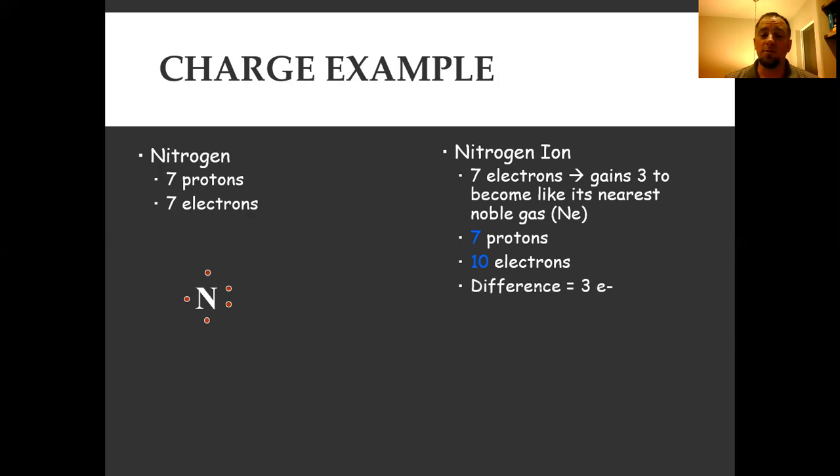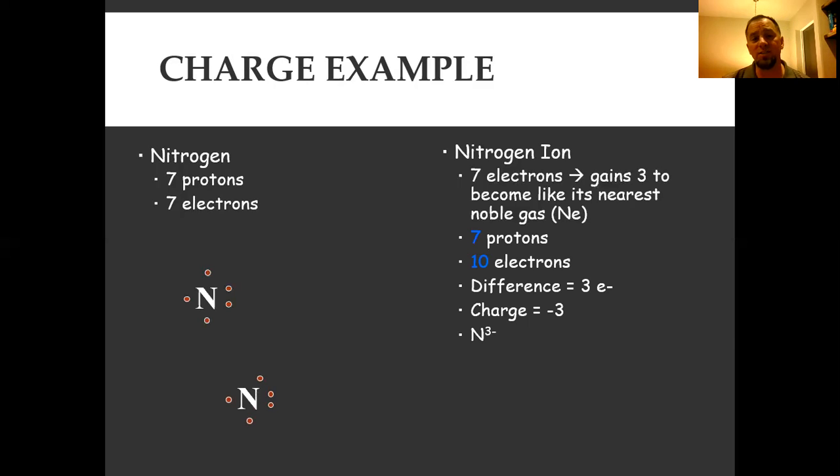But now we have a difference. There's a difference of 3 electrons. So if there are 3 additional negatively charged particles, our net charge on this ion is -3. And we write this as N3 minus. So we use the symbol for the atom, and then we put 3 minus. Now, not -3, it's 3 minus charge.